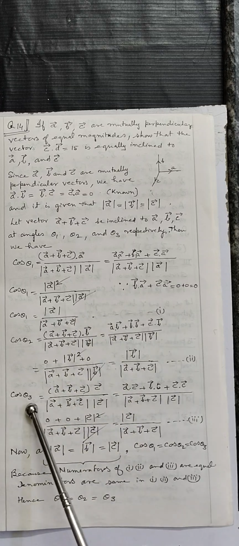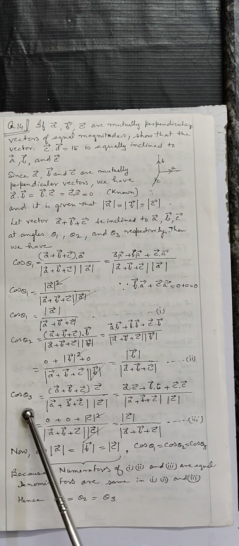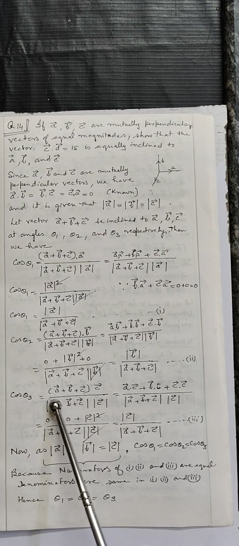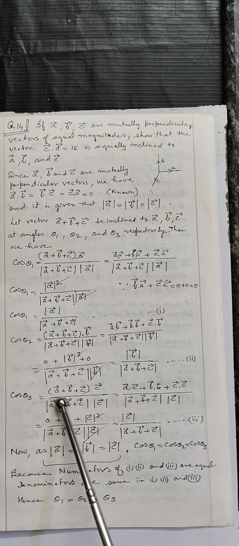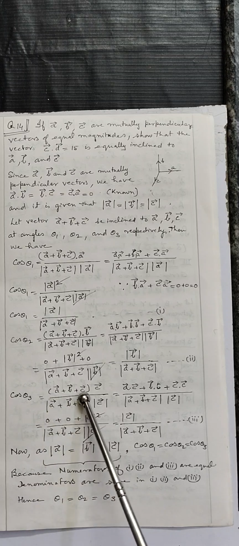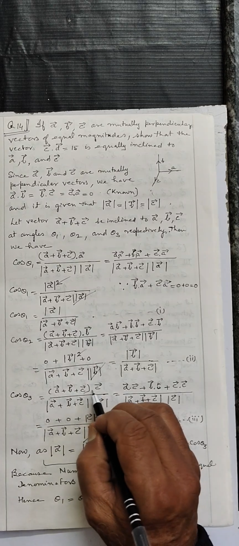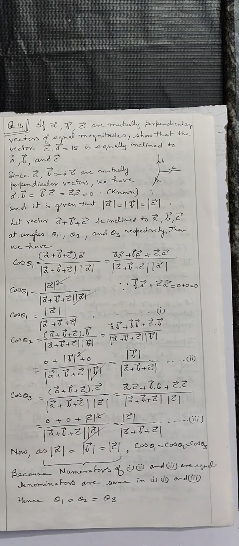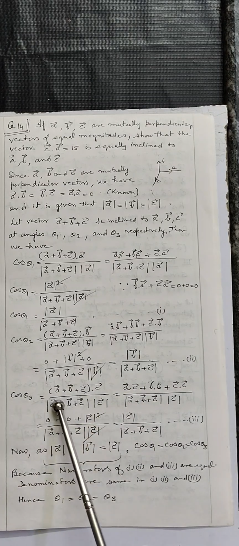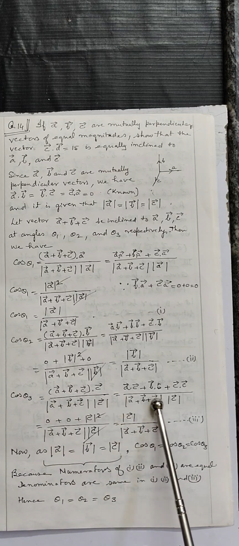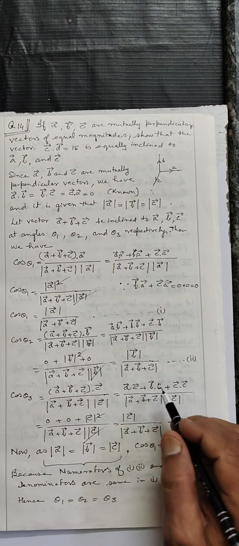Now come to the cos theta 3. That is summation, that is A plus B plus C into the vector C dot product. So we will get here the A dot C, B dot C, B dot C and C dot C.